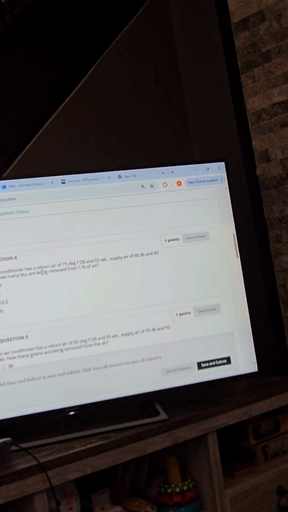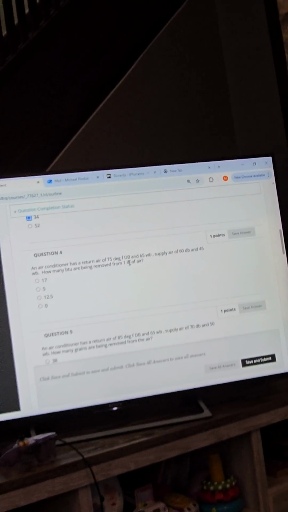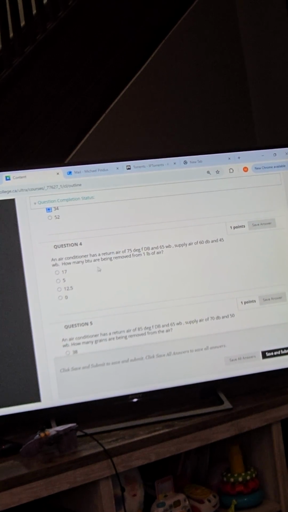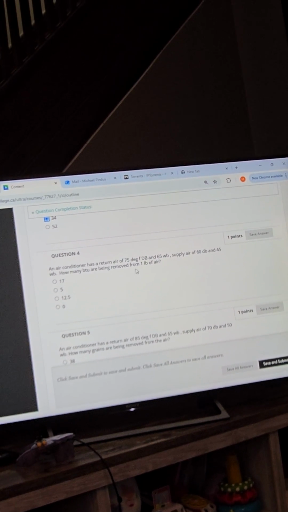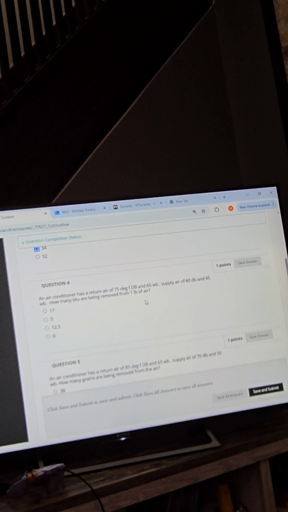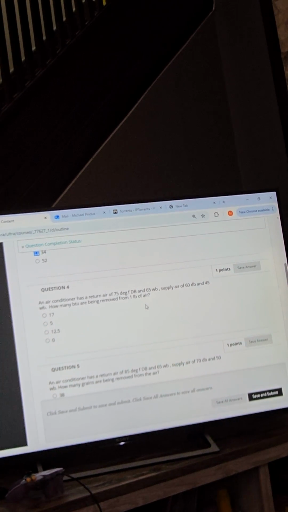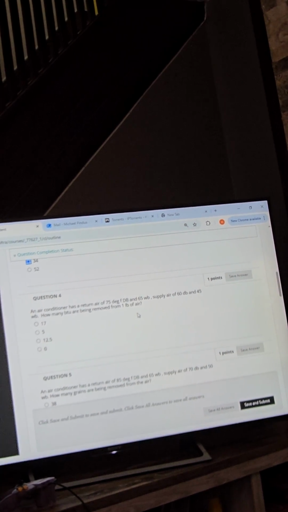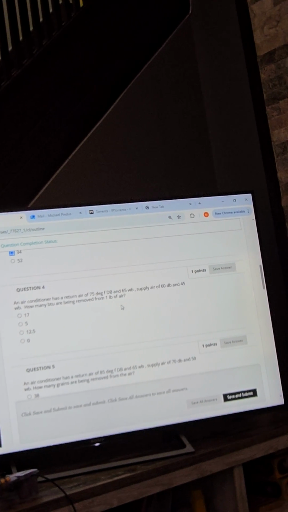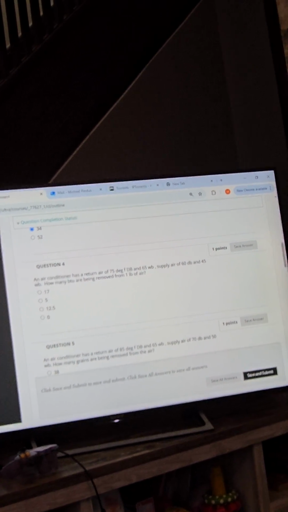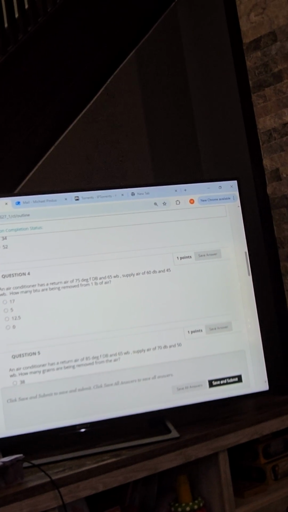Anyways, an air conditioner has a return air of 75 dry bulb, 65 wet bulb. Supply air is 60 dry bulb, 45 wet bulb. How many BTUs are being removed from 1 pound of air? So, how many BTUs are being removed? That's just delta H. 1 pound of air.